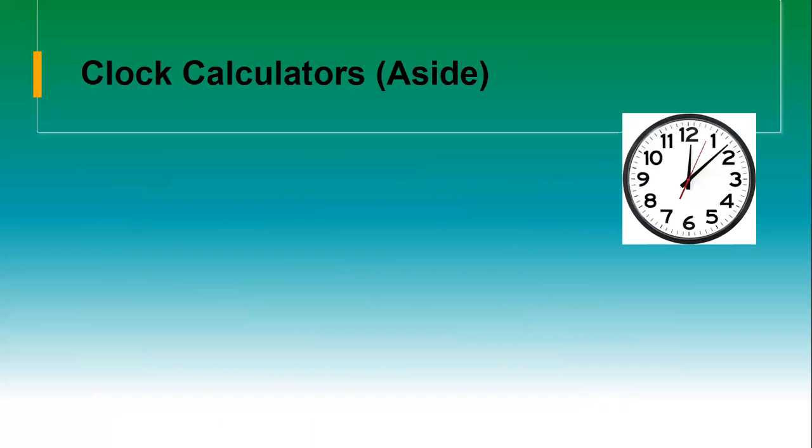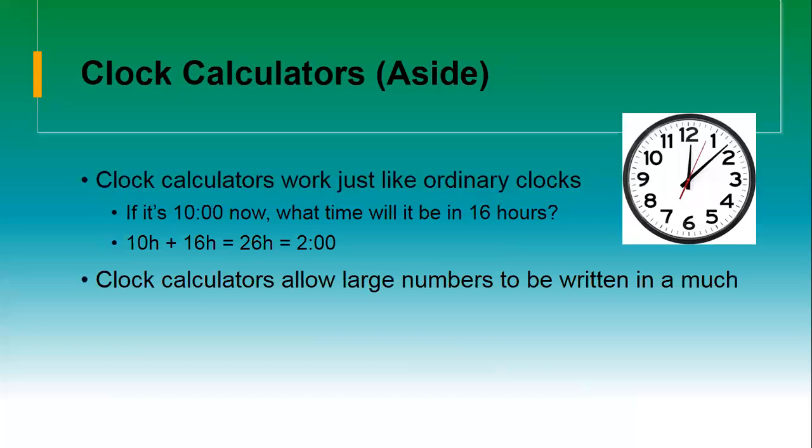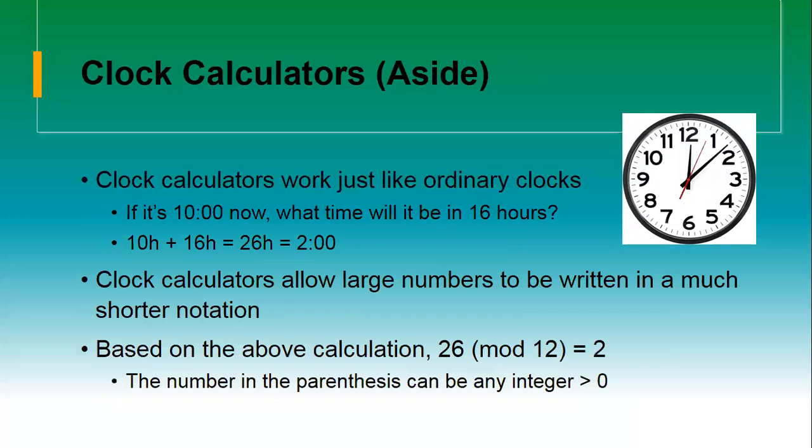Here's an aside on clock calculators. Clock calculators work like an ordinary clock. So if you think about it, if it's 10 now, what time is it going to be in 16 hours? It's not going to be 26. That's not a time. So what we do is we subtract 12s off of it until we get a number that's less than 12. And so that's 2 o'clock. What this does is allow us to write large numbers in much shorter notation. And here we're getting back to the notation.